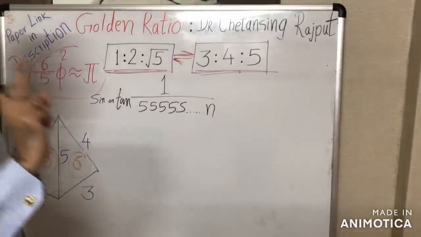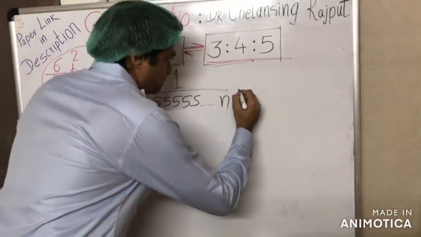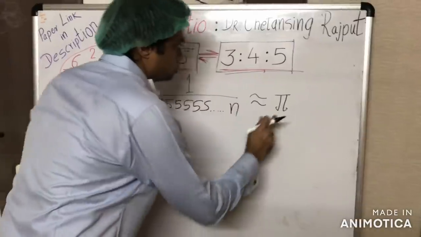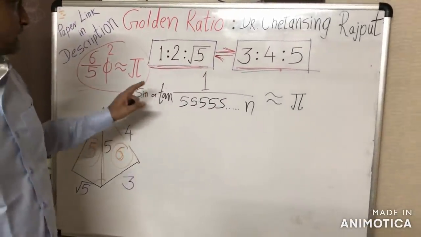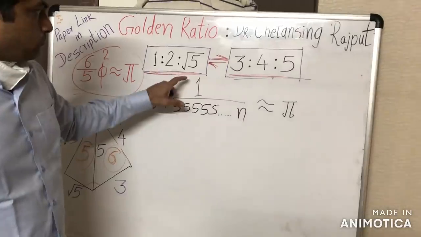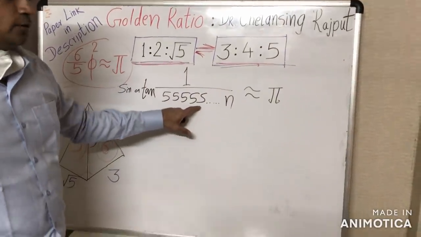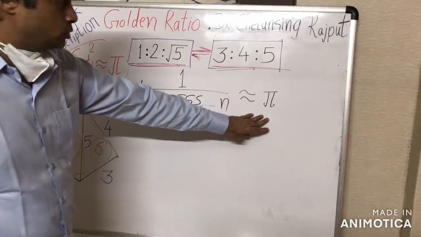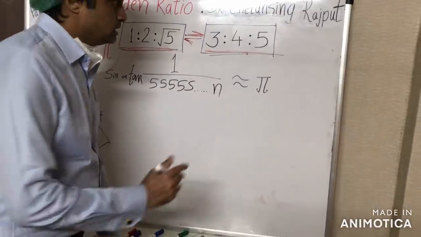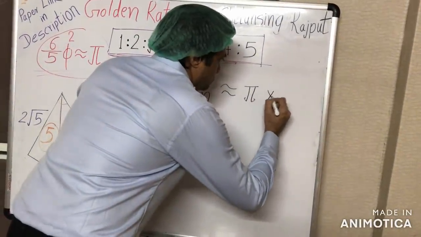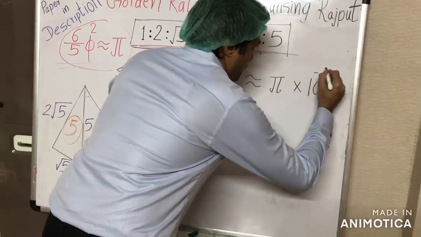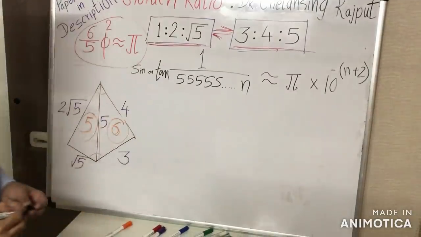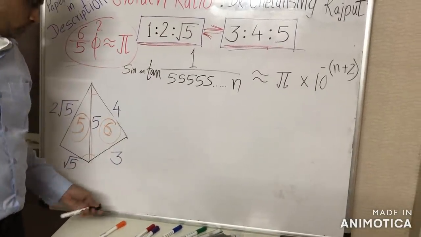You will get a pi-like value on your calculator screen, a value that looks like pi. I repeat, if we get sine or tangent of 1 upon 5, 5, 5, 5, 5, 5, n times 5, we will get a value which looks like pi, or more precisely pi into 10 raised to minus n plus 2. Alright, it's a well-known calculator trick.